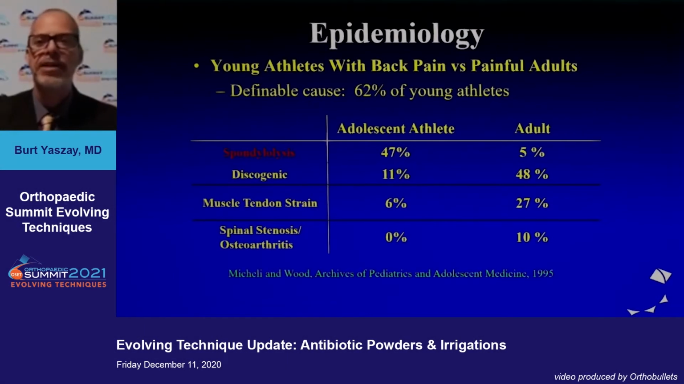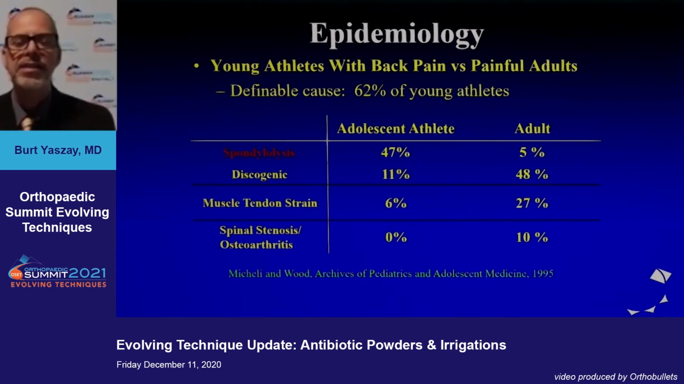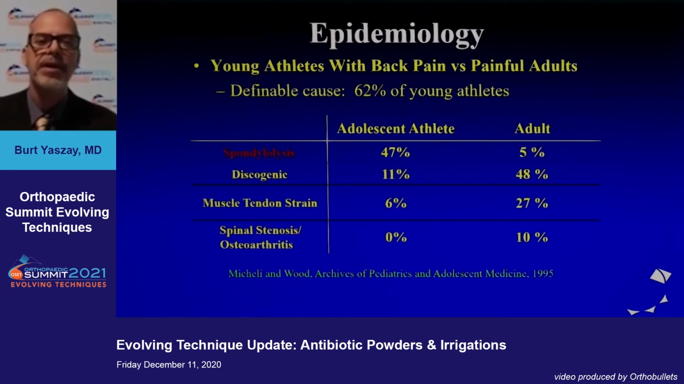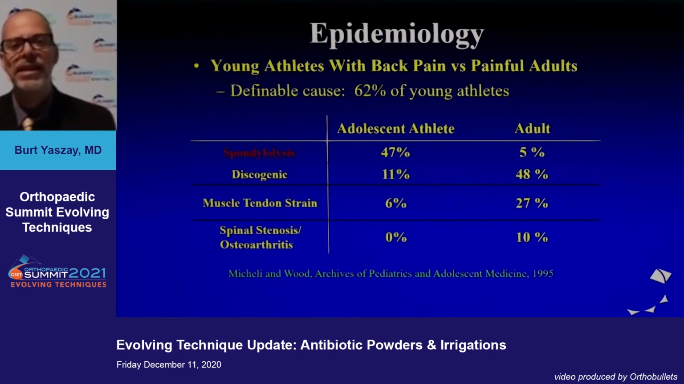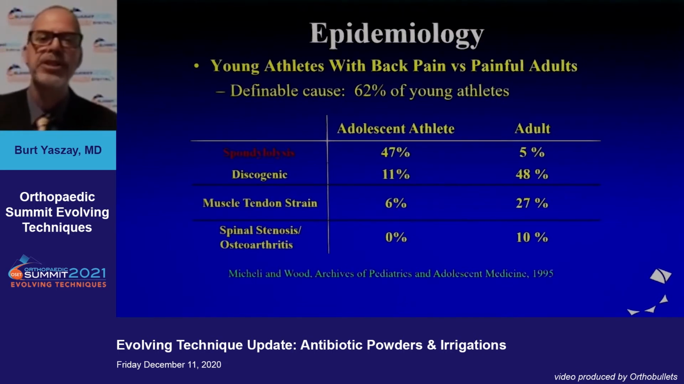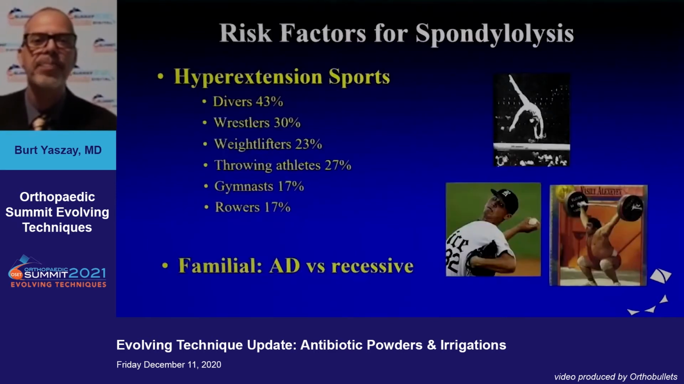So what's the epidemiology a little bit for spondylolysis? Well, if we look at young athletes themselves, and I would say this literature is still, I think, relatively accurate as a reflection of my own practice. In looking at 62% of identifiable causes in young athletes, spondylolysis was the most responsible for back pain. Unfortunately, I am finding that the percentage of my patients that are actually choosing to do athletics is going down.